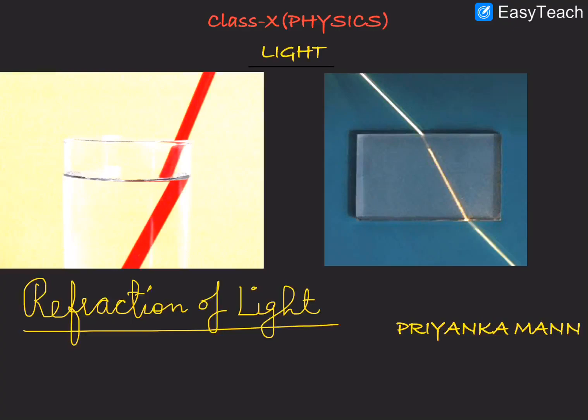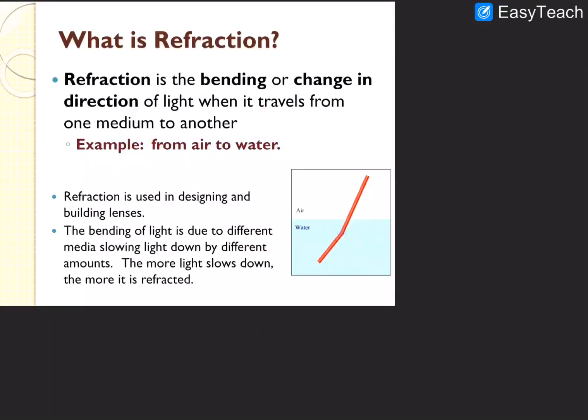Today we'll be going to discuss class 10th physics chapter light, refraction of light. In the last videos we discussed reflection of light and spherical mirrors and the mirror formula. So what is refraction? Refraction is the bending of light, or change in the direction of light, when it travels from one medium to another.